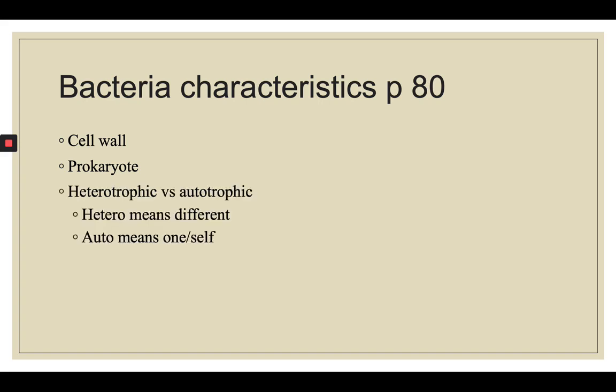We also can break down how they make food or eat food, being heterotrophic or autotrophic. Hetero means different, whereas auto means one or self. So you can think about it as a heterotroph has to go somewhere different than itself to eat. So you go and you find food. Usually bacteria who are heterotrophic feed on dead organic material.